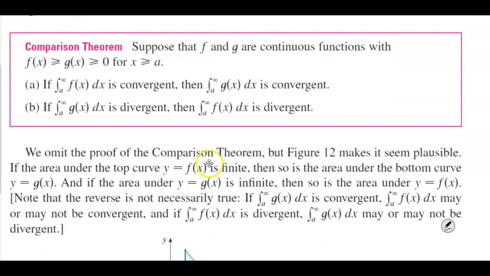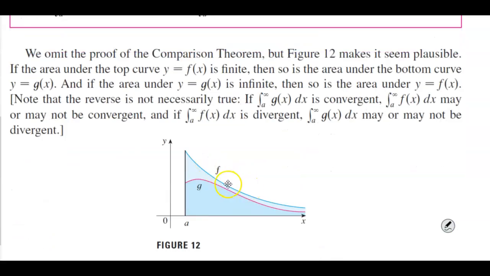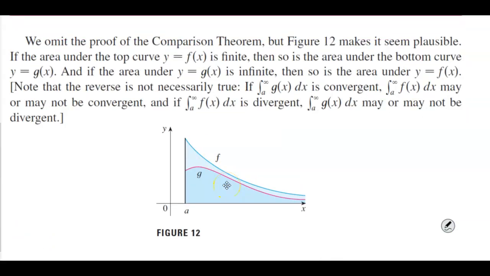Now, we omit the proof of the comparison theorem, but Figure 12 makes it seem plausible. If the area under the top curve, f of x, is finite, so everything underneath here is finite, then so is the area under the bottom curve, which is g of x. And if the area under the curve of g of x is infinite, then we can say that the area under f of x is also infinite.